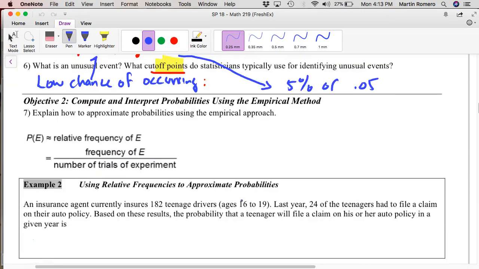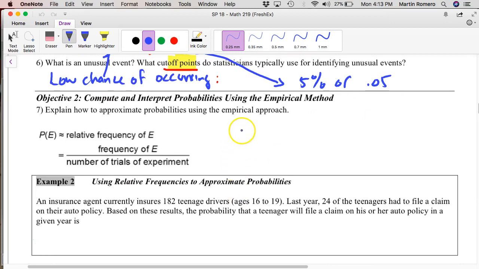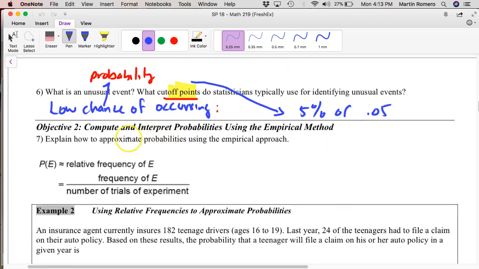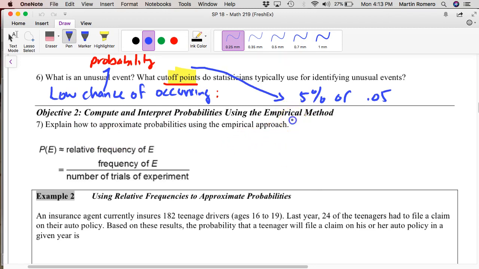Let's look at an example real quick. The next thing is let's actually calculate a probability. The first method we're going to use is called the empirical method. Explain how to approximate probabilities using the empirical approach. Empirical is just another word for experimental. That would be another word that you might hear.